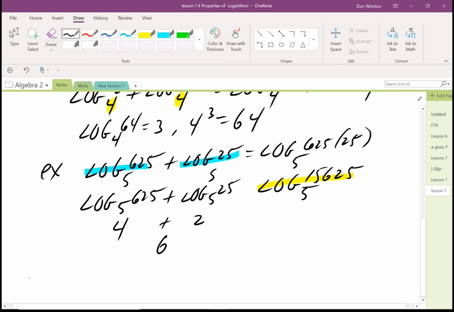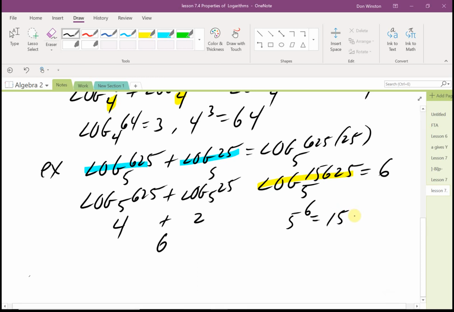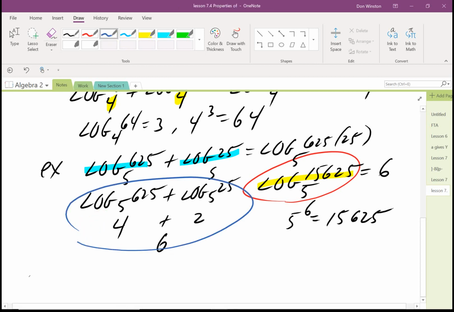Okay, so that means then that this should equal 6. Well, let me just check. 5 raised to 6. So I'll do that with my calculator. 5 raised to 6. And voila, it does. 15625. So as you're doing these problems, if you get a multiplication like we did here, and it seems somewhat difficult to figure it out, go back to where you started. Sometimes it's just a little easier to do.